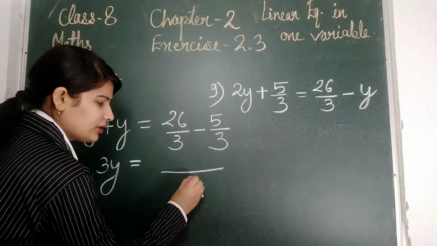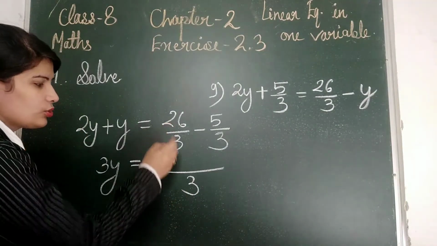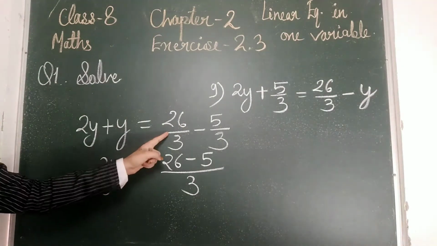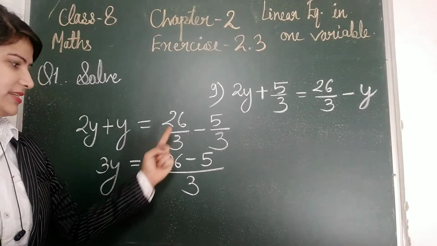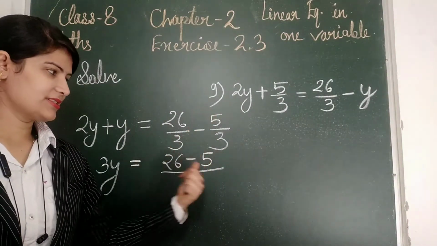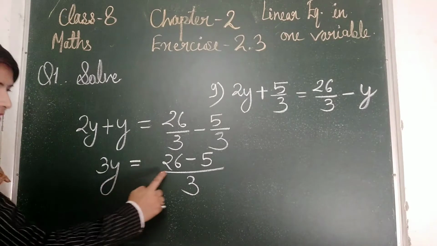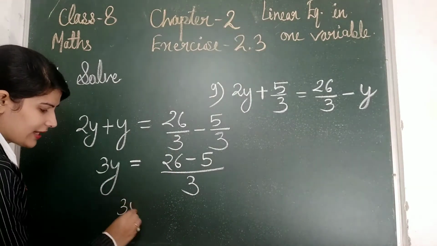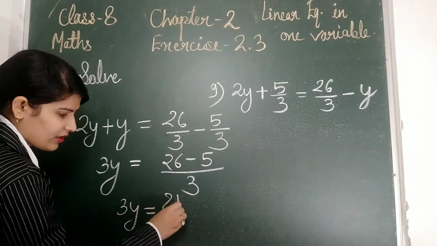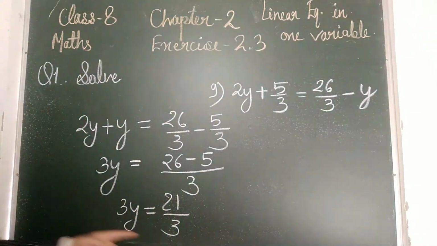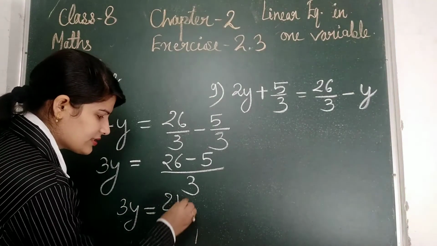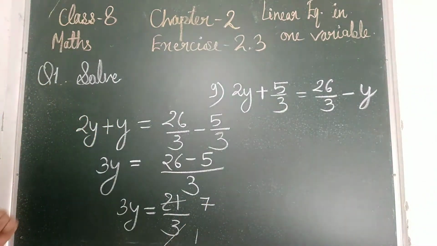Just write 3. Okay. Now 26 as it is, minus 5 as it is, because 3 divided by 3 you will get 1, 26 ones are 26. 3 divided by 3 you will get 1 again, 5 ones are 5. Now 26 minus 5, you will get 3y equal to 21/3. Can you cut 21/3? Yes, by dividing. 3 ones are 3, 3 sevens are 21.